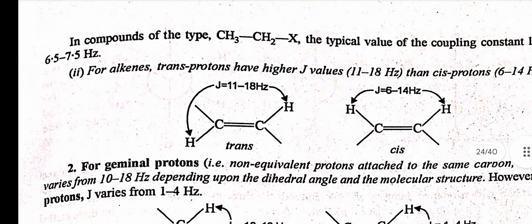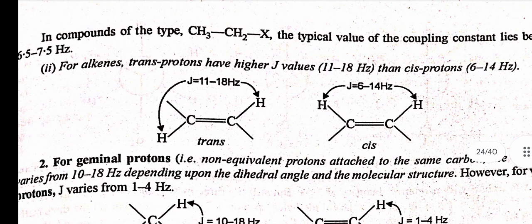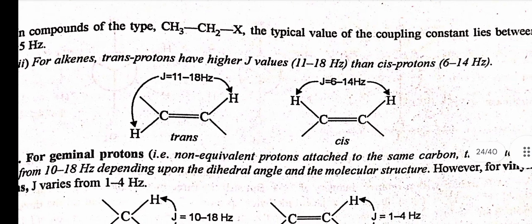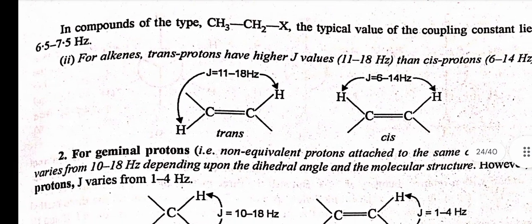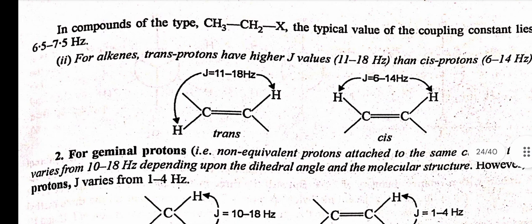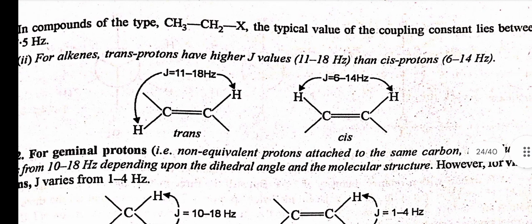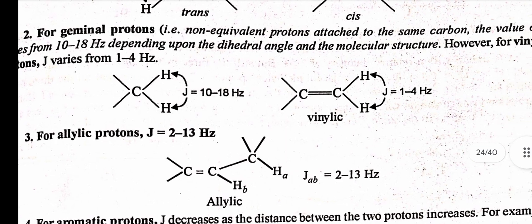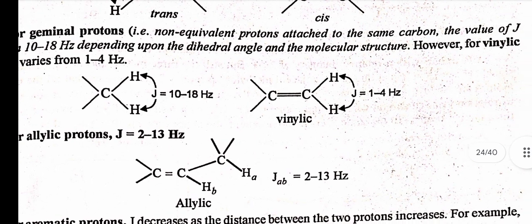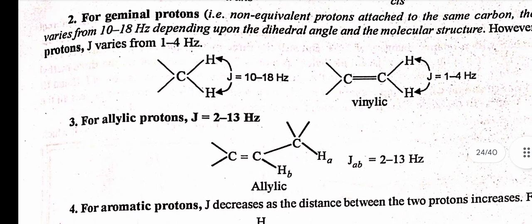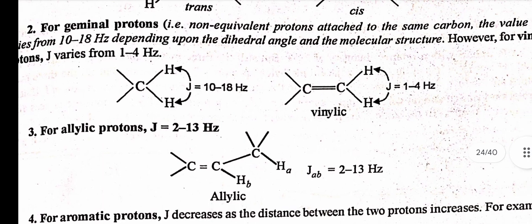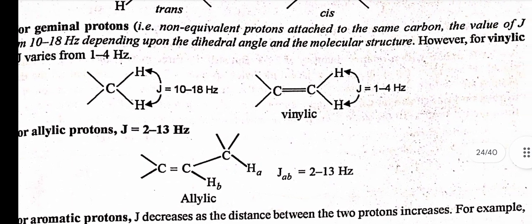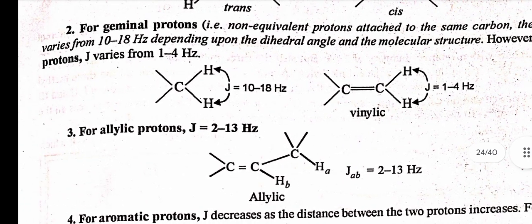In compounds of the type CH3CH2X, the typical value of the coupling constant lies between 6.5 to 7.5 Hz. For alkenes, trans protons have higher J values than cis protons. For geminal protons, non-equivalent protons attached to the same carbon, the value of J varies from 10 to 18 Hz depending upon the dihedral angle and the molecular structure. However, for vinylic protons, J varies from 1 to 4 Hz.